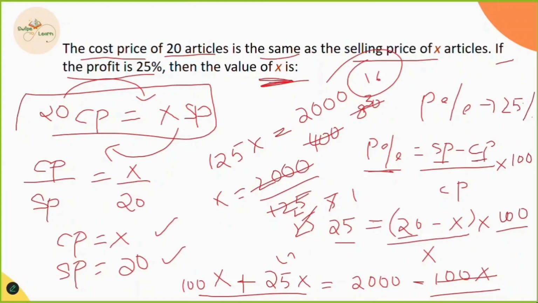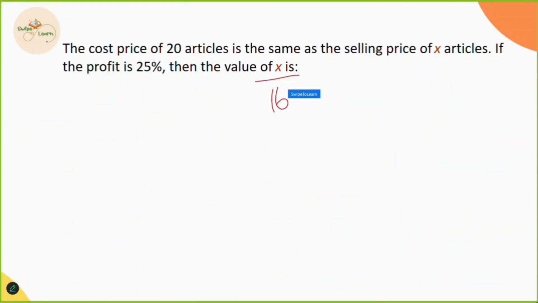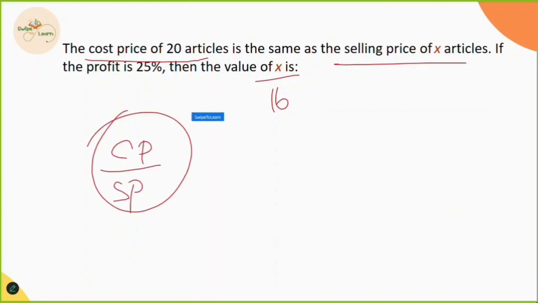Okay. So they said that profit percent is 25. That is, 25 is equal to SP minus CP divided by CP into 100. So using this formula, we calculated X, which is X equals 16. So when the cost price of 20 articles is same as the selling price of some articles, we convert them into the form of CP divided by SP. So in this form, we can easily calculate the profit or loss percent.